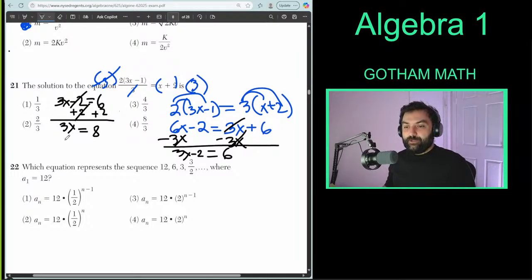And what am I going to do now? I'm going to do the last step. And the last step is the same everywhere. It's division. So dividing by 3 on both sides, which means that x equals 8 over 3. I don't have to actually get the decimal because all the answers are in fraction form. 8 over 3 is the answer. Yes.